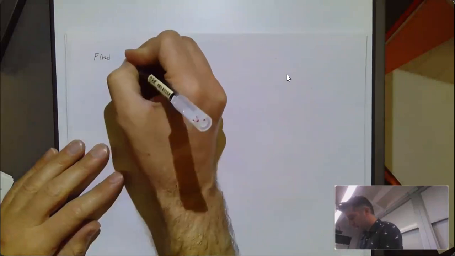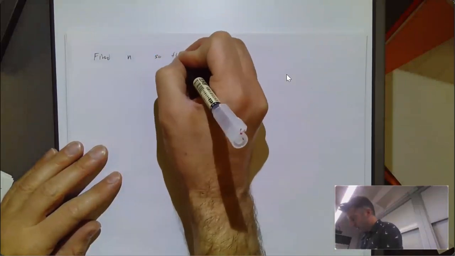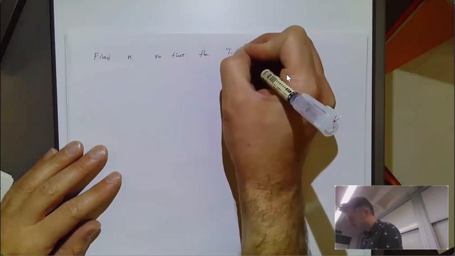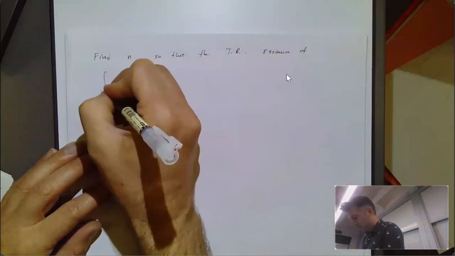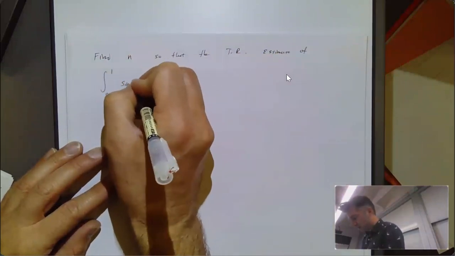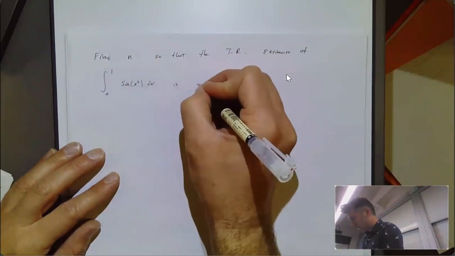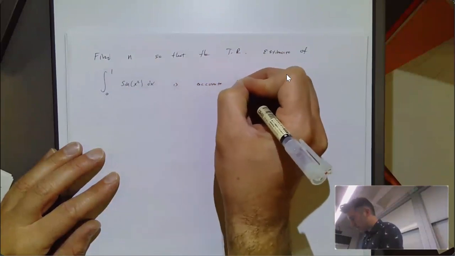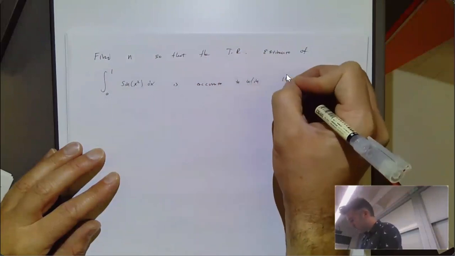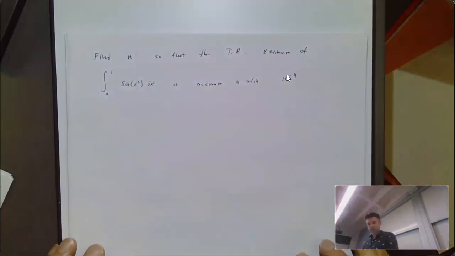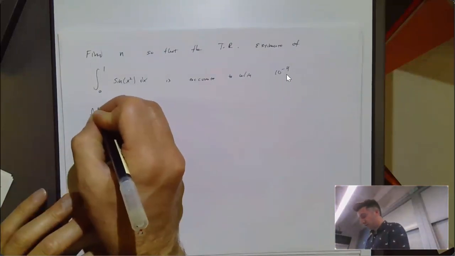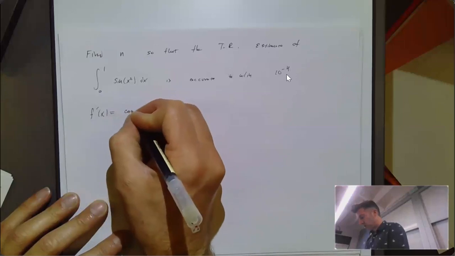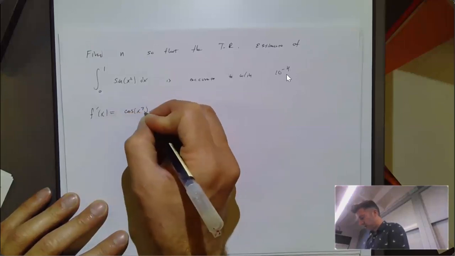So, find n so that the trapezoid rule estimate of the integral from 0 to 1 of sine of x squared dx is accurate to within 10 to the negative fourth. And again, we're going to start by doing the derivative stuff. So our first derivative of sine of x squared is cosine of x squared times 2x.